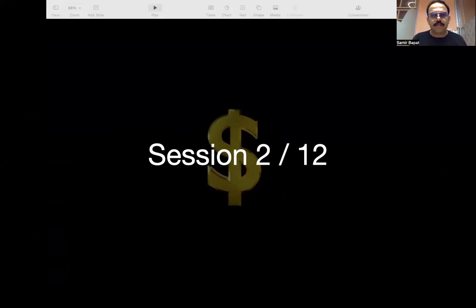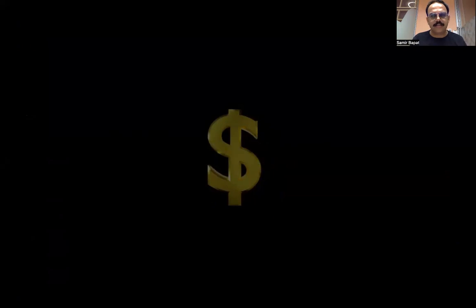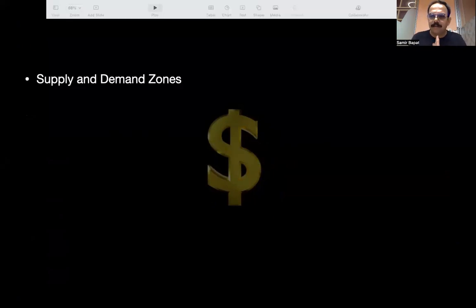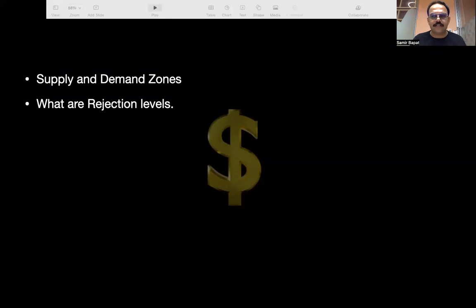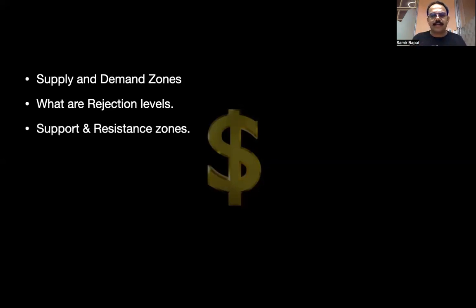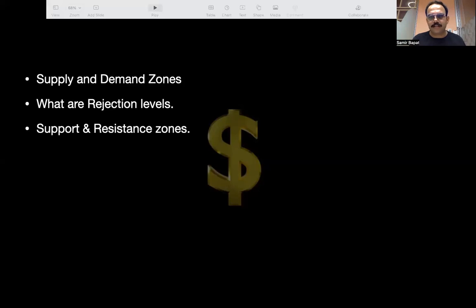What are we going to learn in this second session? We are going to learn today about supply and demand zones. There is some new word which is very popular nowadays, rejection levels. So we will be learning about those rejection levels today. And in classical terms, it is also called support and resistance zones.